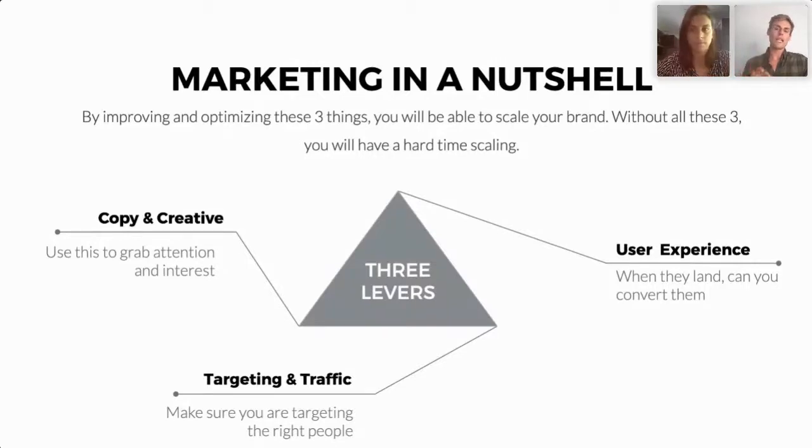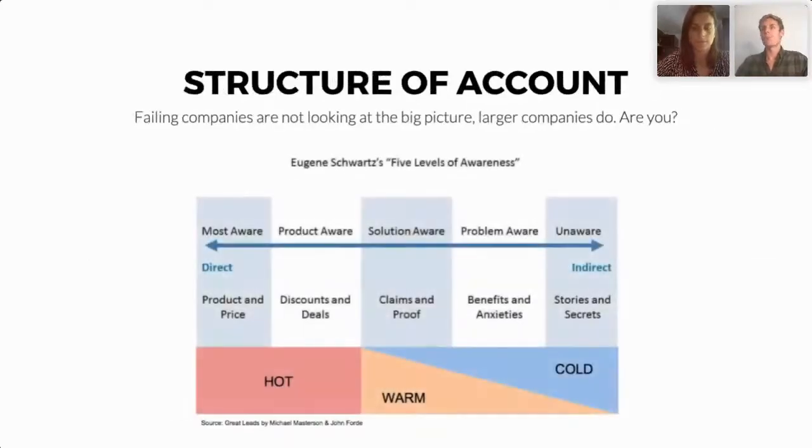With copy and creative, you're going to be focusing on cost per click and click-through rate. With targeting and traffic, you're going to be looking at bounce rate on your website and conversion rates. And with user experience, you're definitely going to be focusing on conversion rate and ROAS. Those are 3 things that you should definitely focus on when you're asking, how can I improve my business? How can I grow and improve it? Now, that kind of feeds into the funnel.